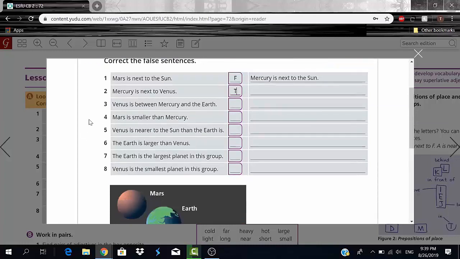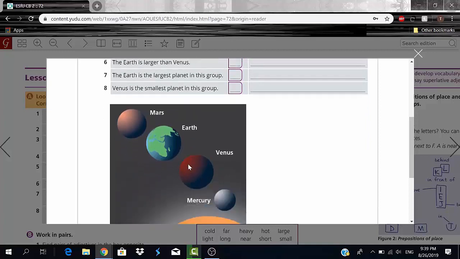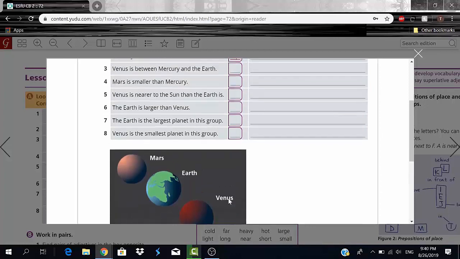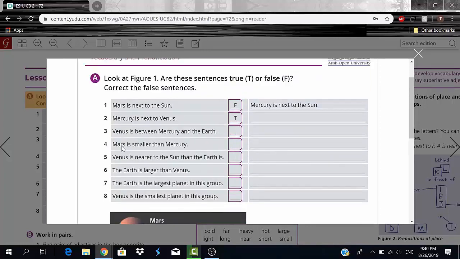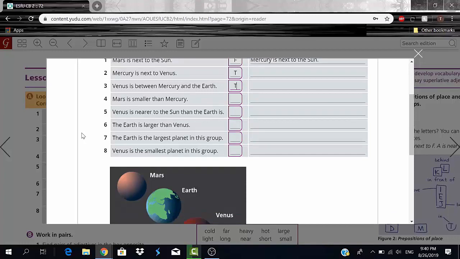True. Number 3. Venus is between Mercury and the Earth. Here we have Venus, and that's true as well. It is between the Earth and Mercury. Okay, so a simple T will suffice. And then we have number 4. Mars is smaller than Mercury. Let's take a look.